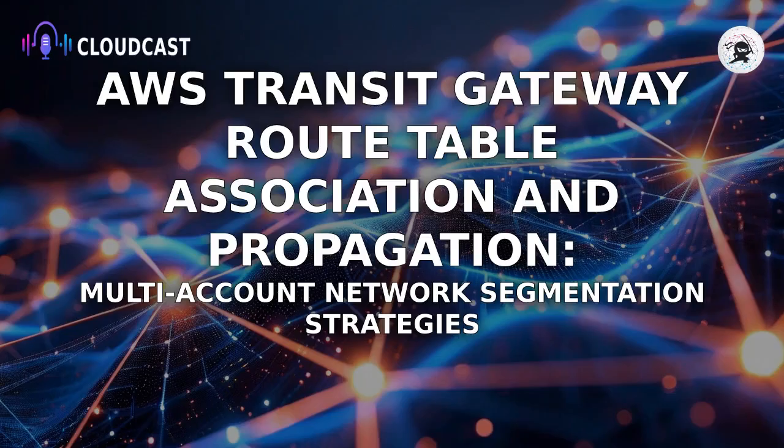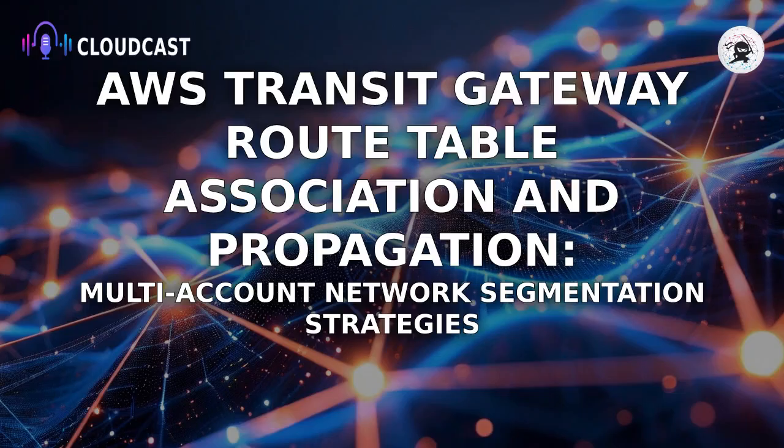Now here's a pro tip for multi-account setups. When you share a transit gateway using AWS Resource Access Manager, the attachments from other accounts still need explicit route table associations. The default behavior is to associate with the default route table, which is usually not what you want for segmentation. So when another account attaches their VPC to our shared transit gateway, we need to manually associate it with the correct route table?